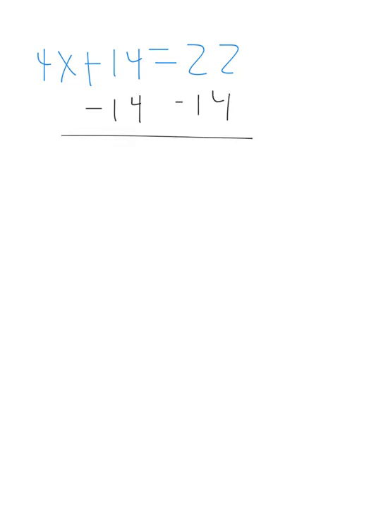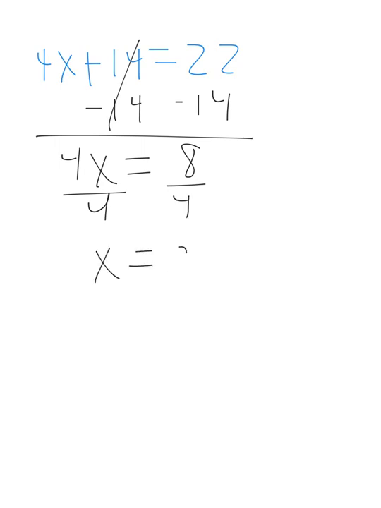I'm going to go back and do this basic one first. Go ahead and try and solve this. I'm going to keep working, but pause the video. You're going to subtract 14 from both sides. And then these cancel out. Divide by 4. Get x is 2.